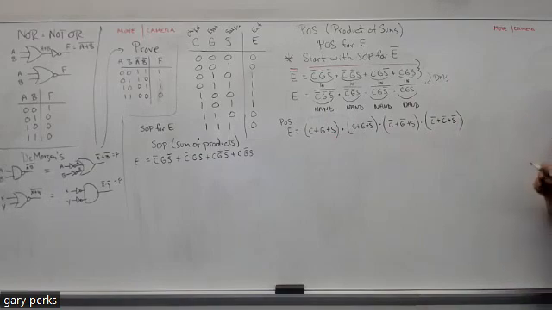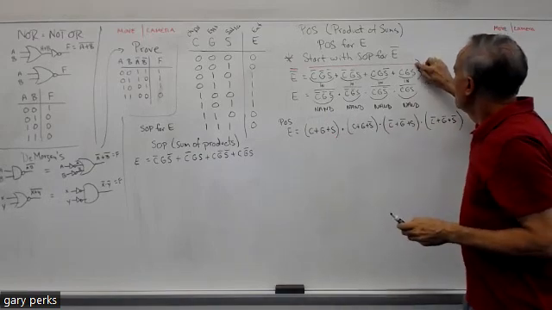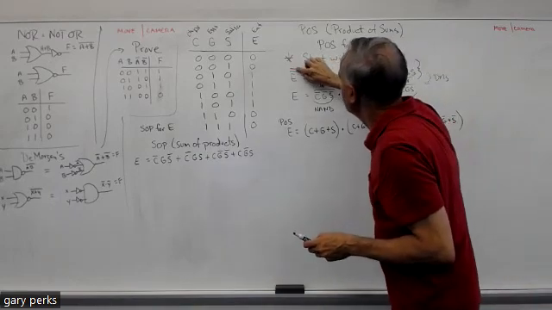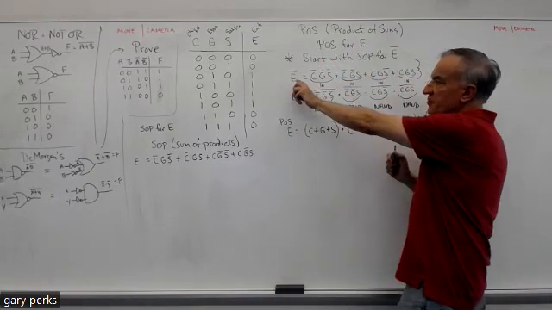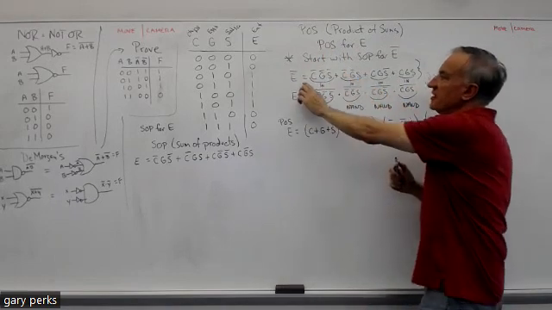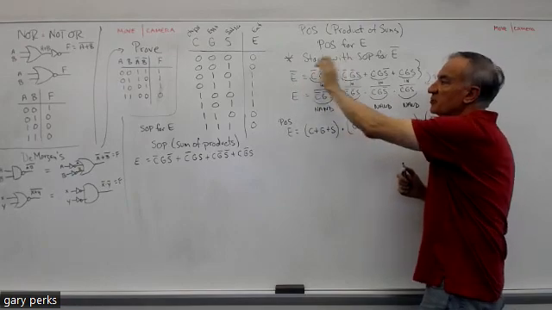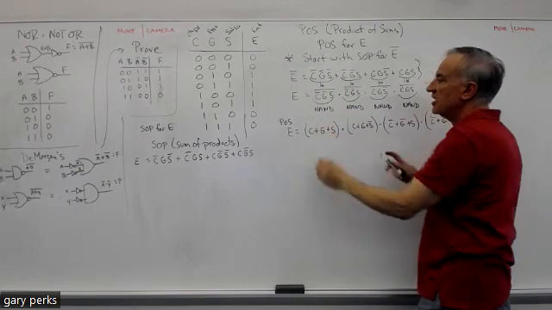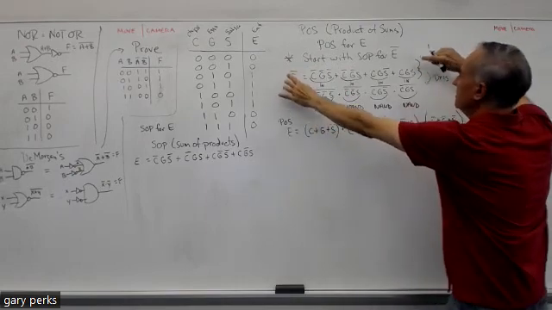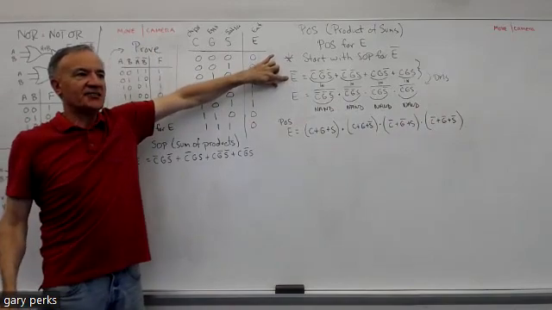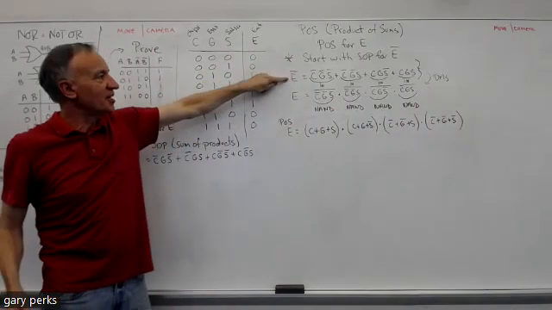Now, here's the real key thing. Let's go back to what we started with. Remember, the first thing we did is we wrote, because we wanted POS for E, we started with SOP for not E, right? Then I did the double not, or I did the not on each side. That was part of the derivation, right? But if I look at what I started with, we started with SOP for not E, right? You got it from where the zeros are on the truth table.